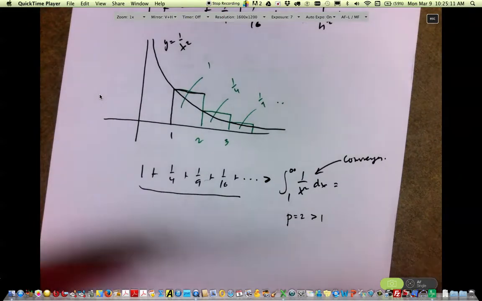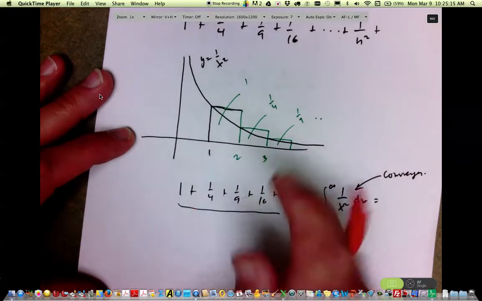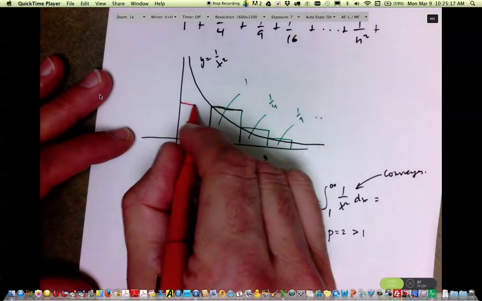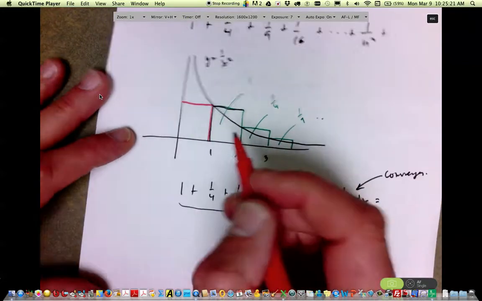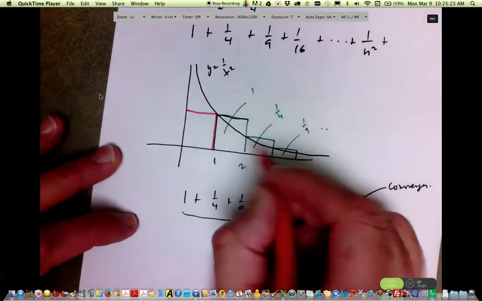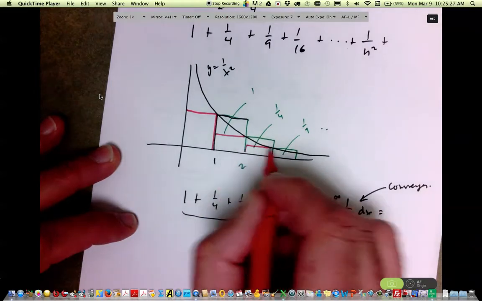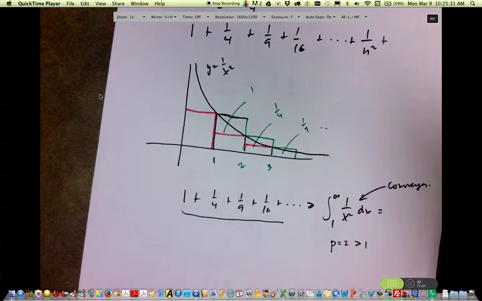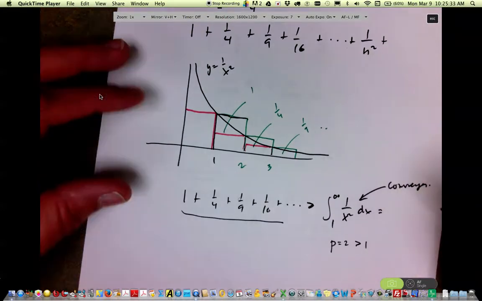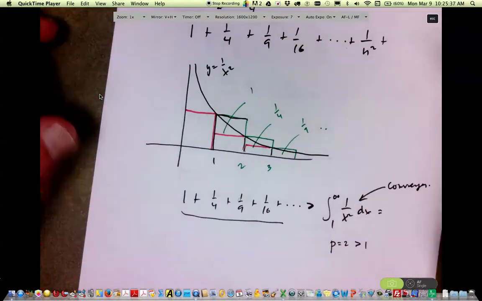And the adjustment that I want to look at is, I'm going to take every one of these rectangles in this picture, and I'm just going to slide them over 1 unit. So take this rectangle, slide it over 1 unit. Take this one and slide it over. This one, slide it over, and so on. So now we end up with all of these red rectangles. And I want to compare the sum of all those red rectangles to this integral again.